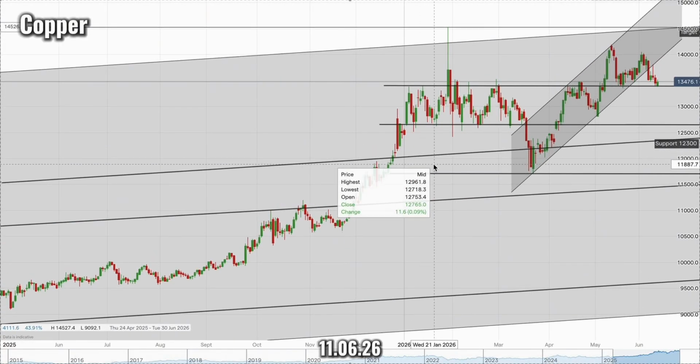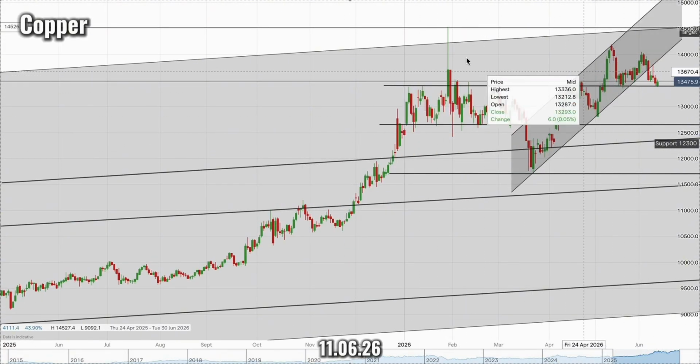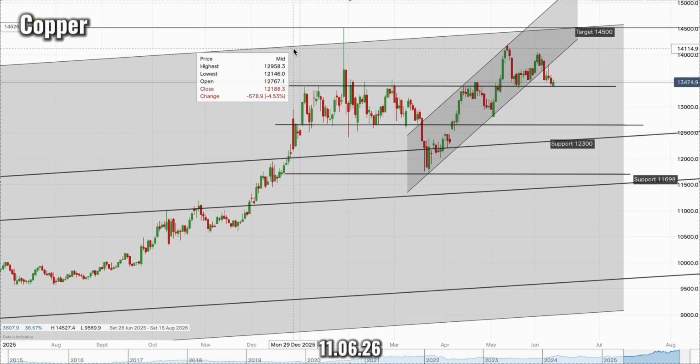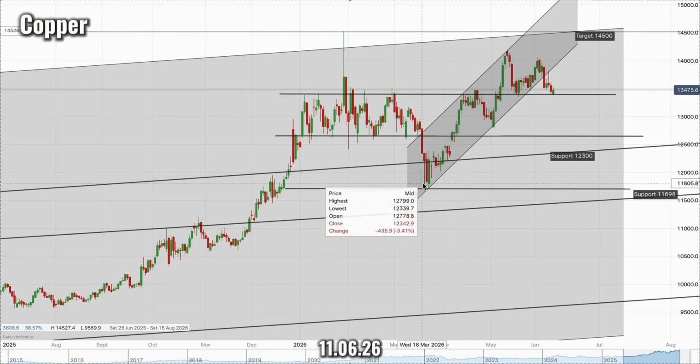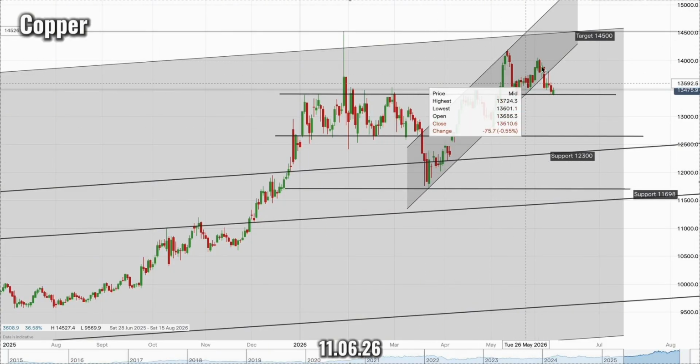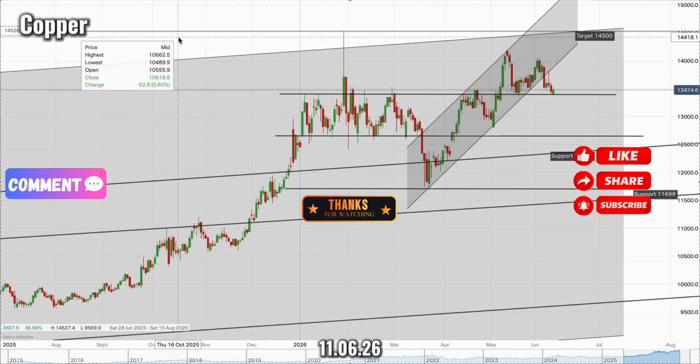Okay, so long term, we are still at the upper side of the parallel channel, and it seems to be consolidating, potentially forming what I would call a bull flag. So up, and then you're trading sideways, ready for the next move higher. Okay, that will conclude the chart for copper for today.